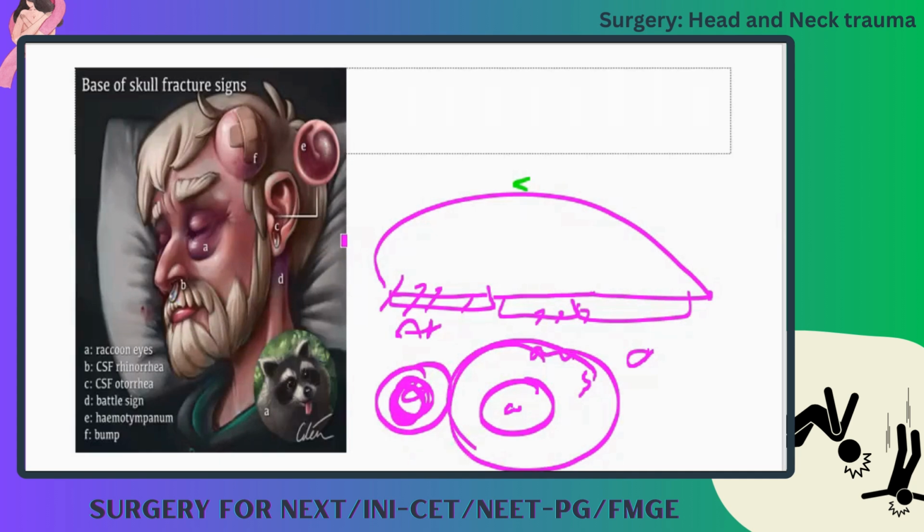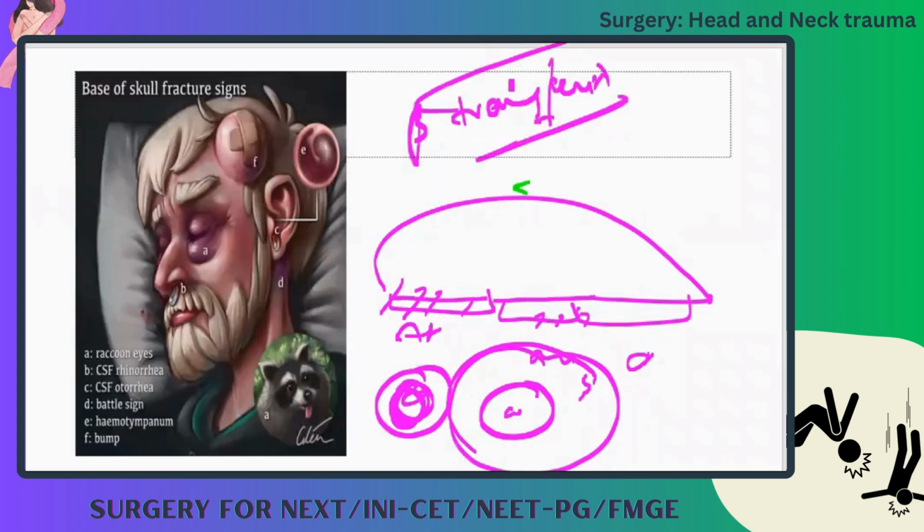The halo sign is not an accurate sign, so you send the fluid for beta transferrin. This is the investigation of choice. You send the fluid for beta transferrin and you will know whether it is CSF or blood.